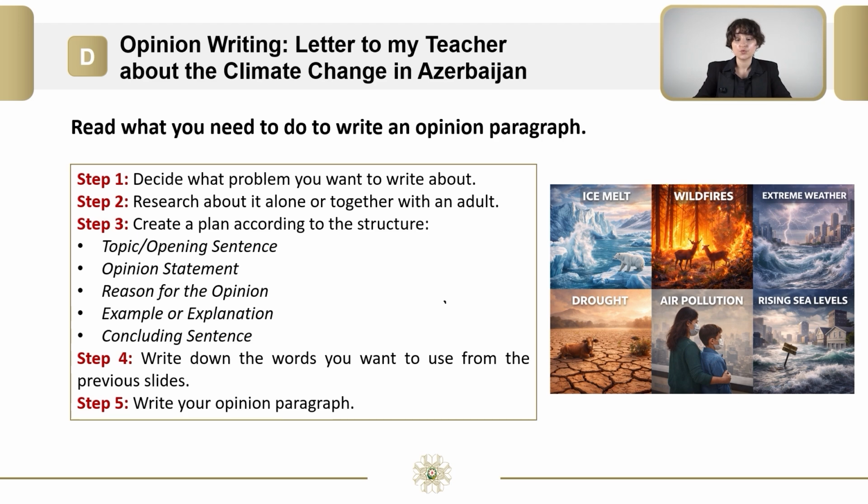Read what you need to do to write an opinion paragraph. It consists of 5 steps that I will read now. Step 1. Decide what problem you want to write about. Step 2. Research about it alone or together with an adult. Step 3. Create a plan according to the structure. Topic or opening sentence, opinion statement, reason for the opinion, example or explanation, and concluding sentence.